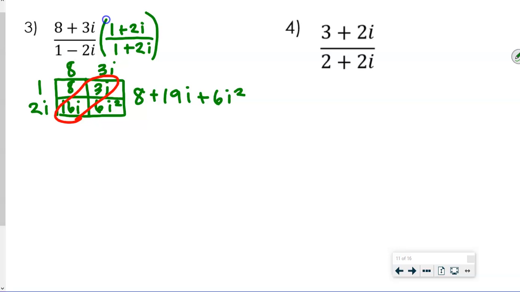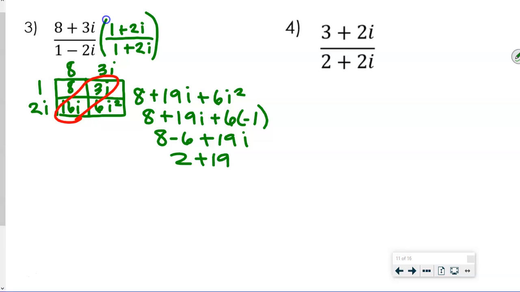Recall again that that I squared can be changed to a -1. This is going to be 8 plus 19I plus 6 times a -1. Sorry, not 16, but 6. That should be 6 times -1. So that's going to be 8 minus 6 plus 19I. So our numerator is going to be 2 plus 19I. So I'm going to go ahead and put that up here. 2 plus 19I.